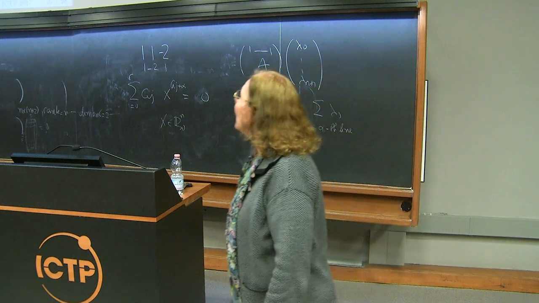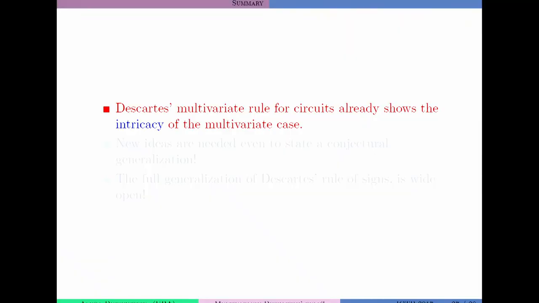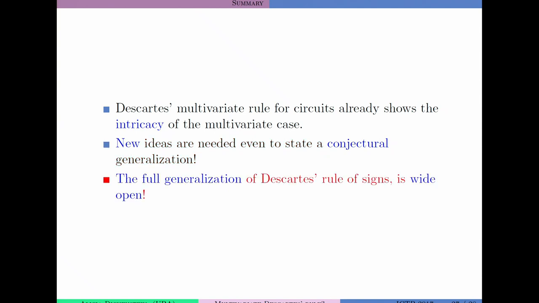So just as a summary, I think that this case that I showed you already shows that it's a complicated problem. And new ideas are needed even to conjecture what the formula should be, not to prove it, but to conjecture. We don't have an idea how to write what could conjecturally be such a rule.